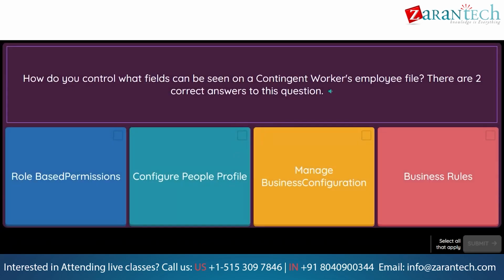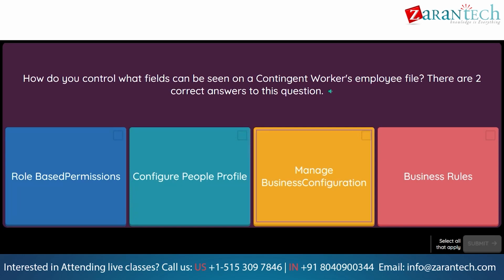Question: How do you control what fields can be seen on a contingent worker's employee file? There are 2 correct answers to this question. Option 1 role-based permissions. Option 2 configure people profile. Option 3 manage business configuration. Option 4 business rules.